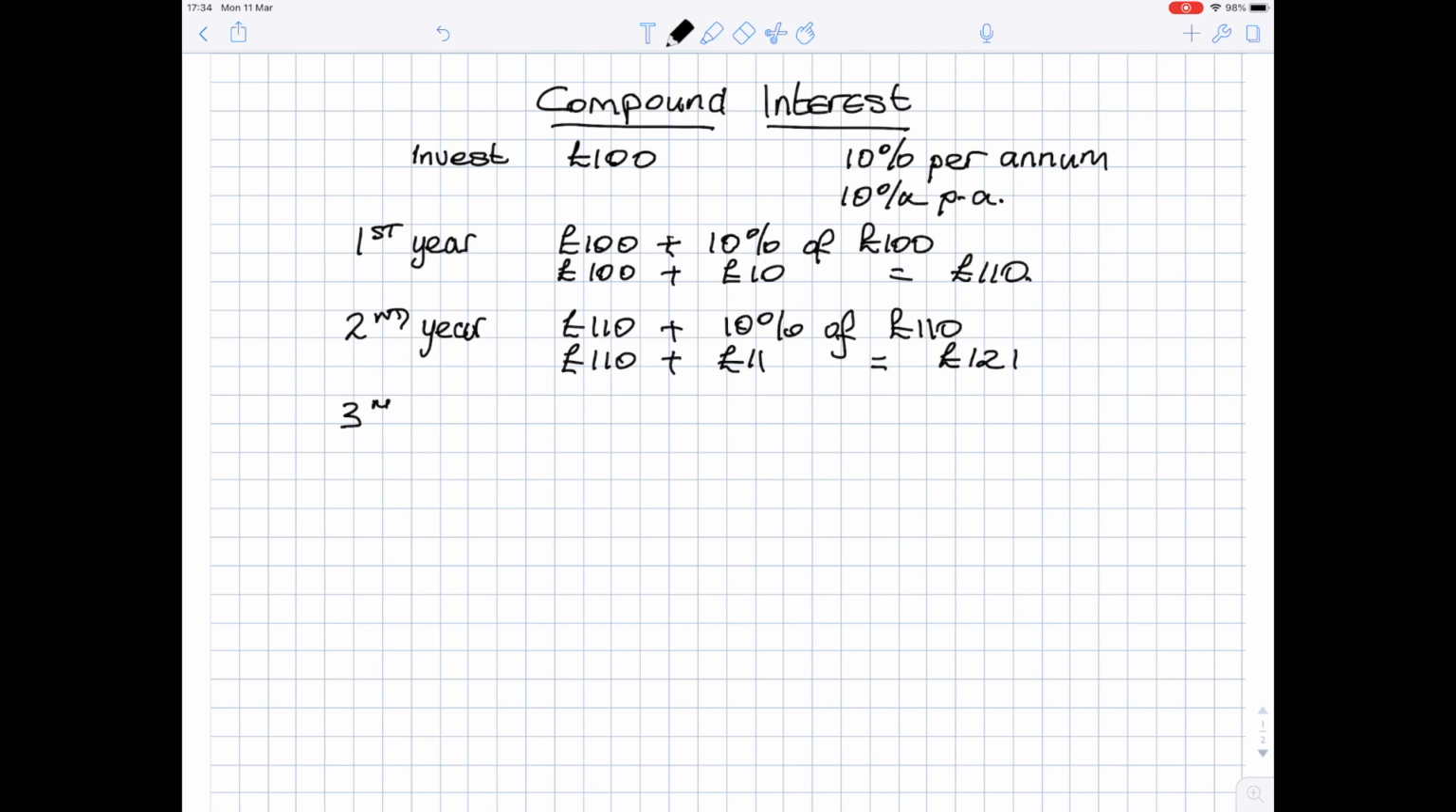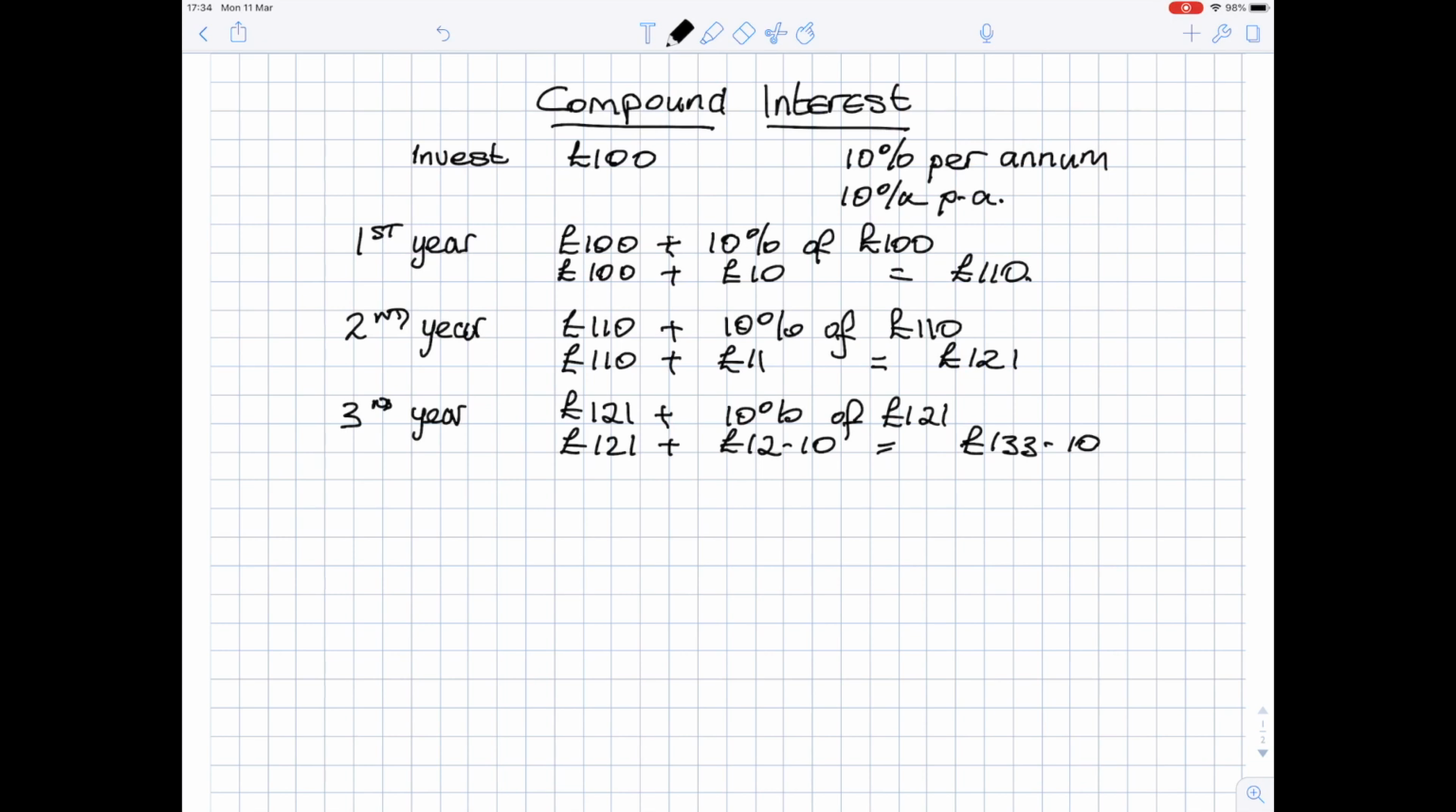So in your third year, you start off with £121, you add 10% of £121, so you will have £121 plus £12.10, so you will have £133.10 altogether in your account.